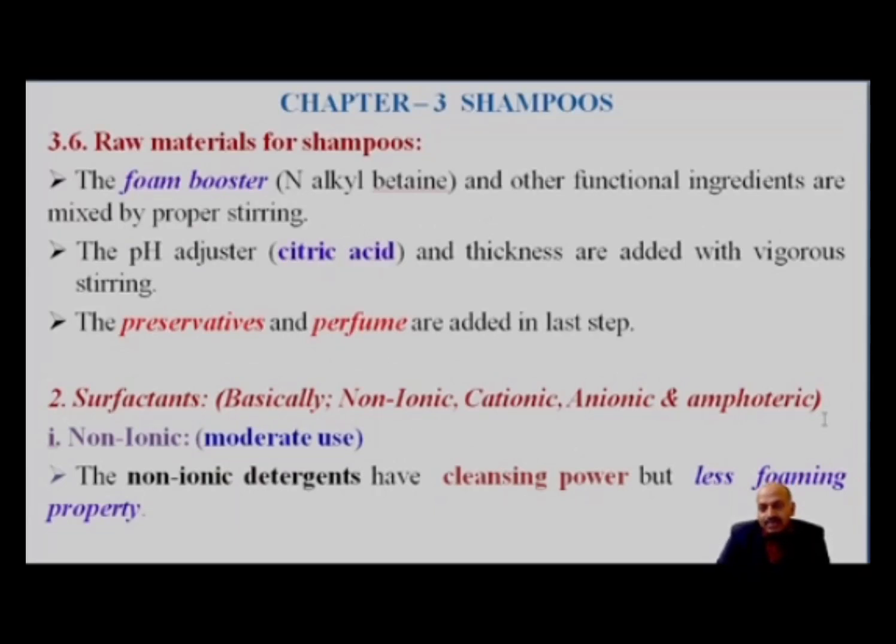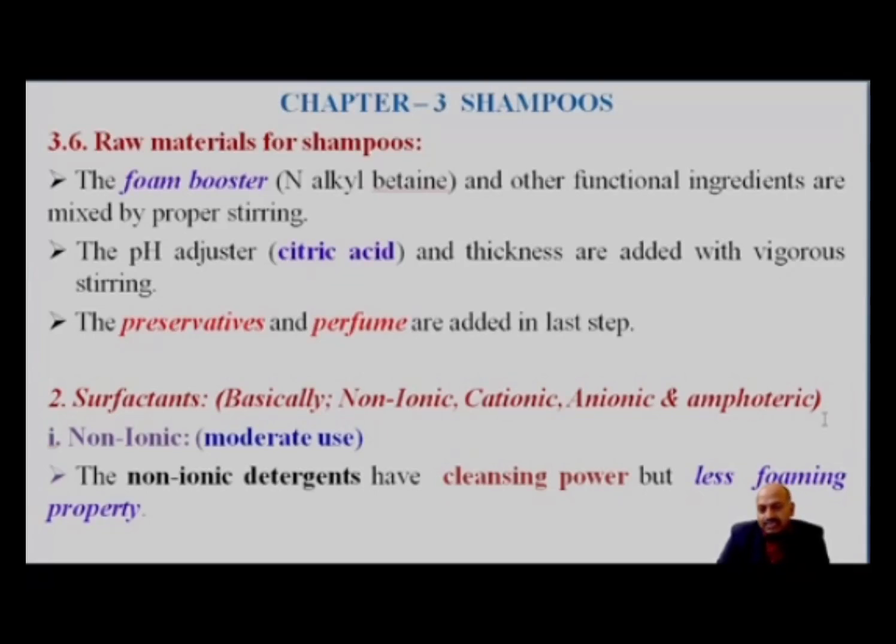It also acts as a foam booster. N-alkyl betaine is a foam booster, and other functional ingredients are mixed in by proper stirring. Along with this, to maintain the foam, pH adjusters such as citric acid may be added, and thickeners are added with vigorous stirring. Citric acid may also be added sometimes to maintain the pH, and preservatives and perfumes are added at the last step after having the proper composition of water.